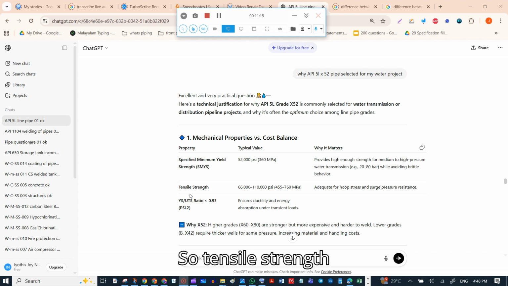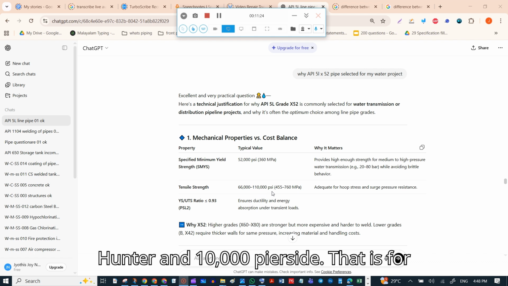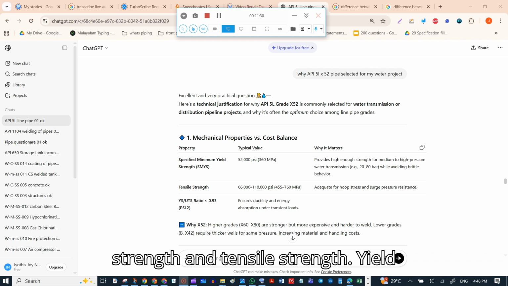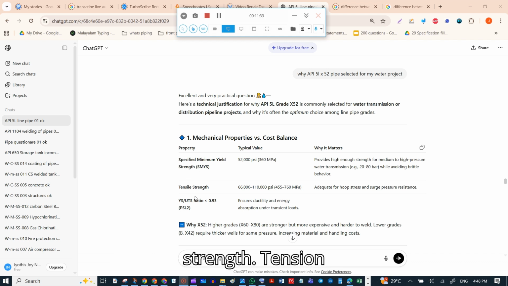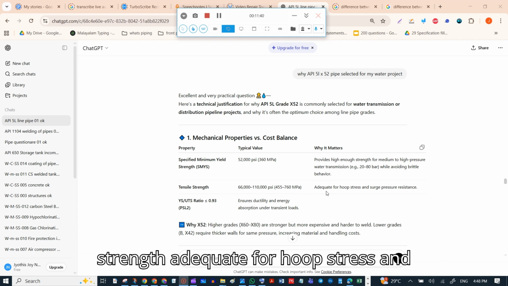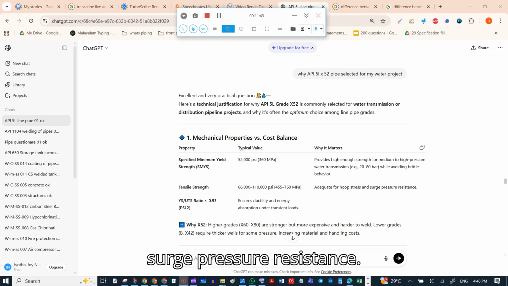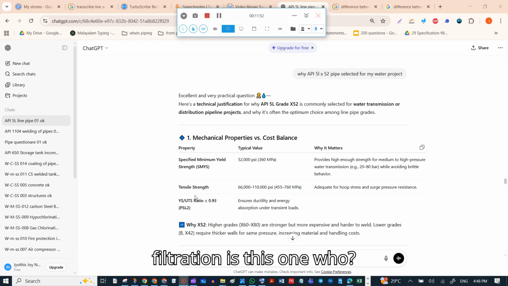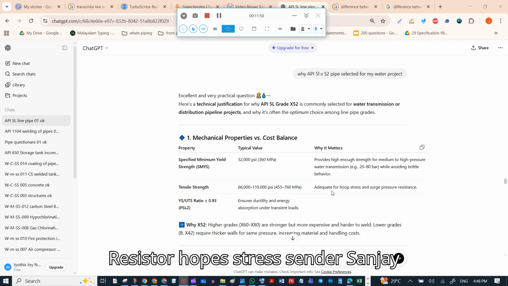Tensile strength is also 66,000 to 110,000 psi, that is 455 to 760 MPa, almost double the yield strength. This is adequate for hoop stress and surge pressure resistance. So yield stress comes into play in the high pressure water transmission, but tensile strength is what resists hoop stress and surge pressure.